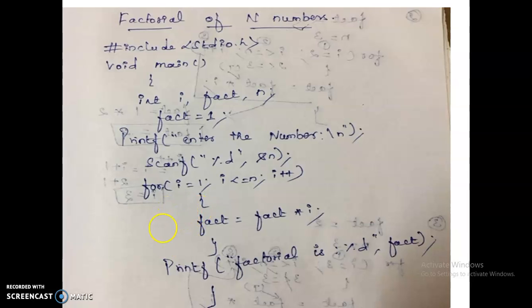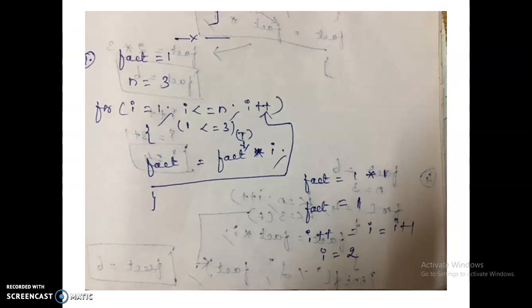After the loop is finished, the output is printed by using this statement. Factorial is %d, where %d is for integer, and the output is stored in the variable fact. The final result is stored in the variable fact, so I have to mention this variable. Okay, so this is the concept of the program. Now I am going to explain the step-by-step process of the 3 iterations.